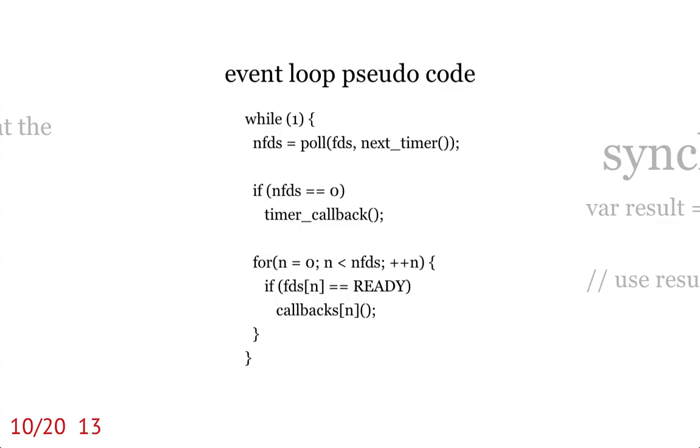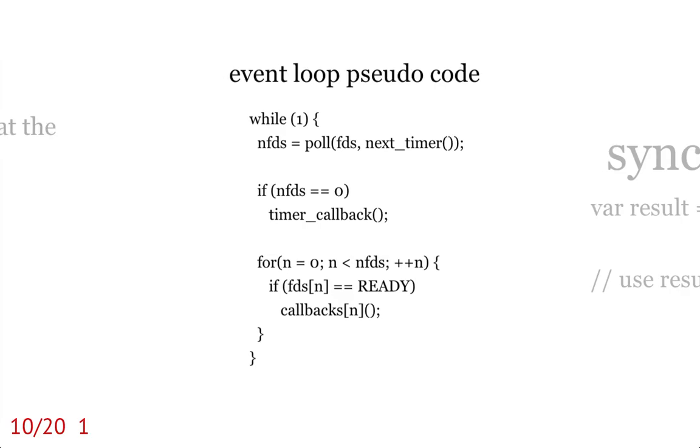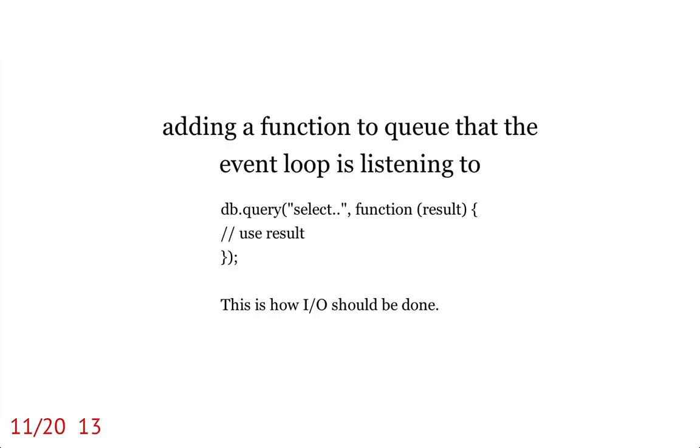And this is a pseudocode of the event loop. It's basically an infinite loop that constantly polls sockets for changes, and if there's any change and the socket is ready, only then it makes a call to your function. And that's how in JavaScript you add a function, you're passing the function, and by passing it, you're adding it to the queue that the event loop is listening to, and that's how I/O should be done.